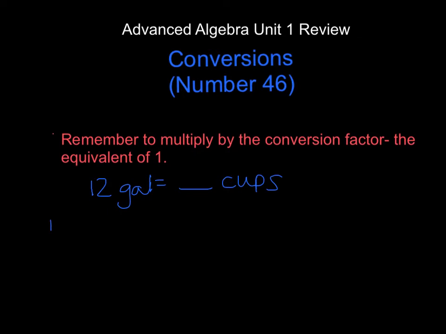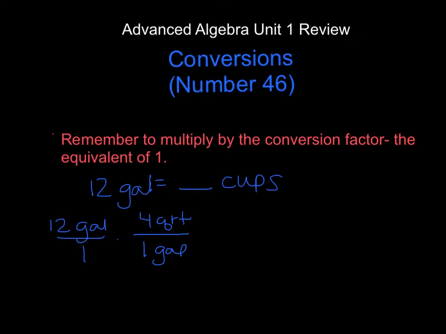So if I start with 12 gallons, if I put that over 1, I can multiply by 1 gallon. And if you know how many cups are in a gallon, you can go ahead and multiply by that right away, and that would be fine. There are 16 cups in a gallon, but if you don't know that, let's say that you know that there are 4 quarts in 1 gallon. 4 quarts over 1 gallon, those are the exact same thing. So that has a value of 1. We're multiplying by 1, so it's still the same.